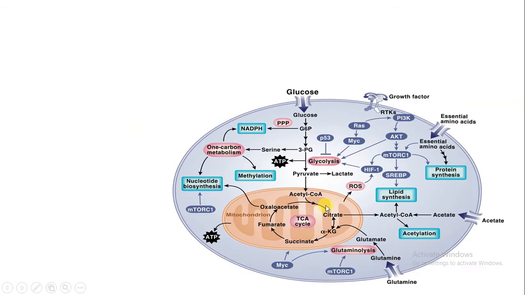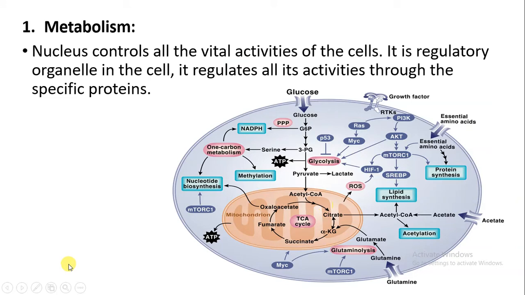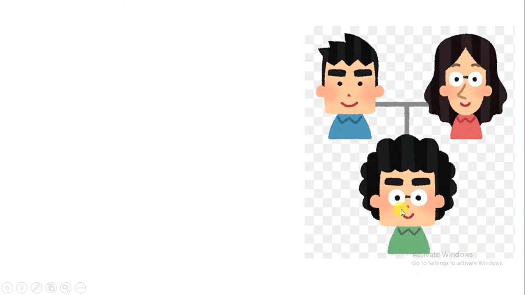The very first function is metabolism. Here, this is the cytoplasm and this is the mitochondria, and there is going to be a nucleus also. A number of metabolic reactions take place in the cytoplasm, in the mitochondria and even in the nucleus. All these reactions are regulated by the nucleus, and the nucleus is able to regulate them with the help of some specific proteins.